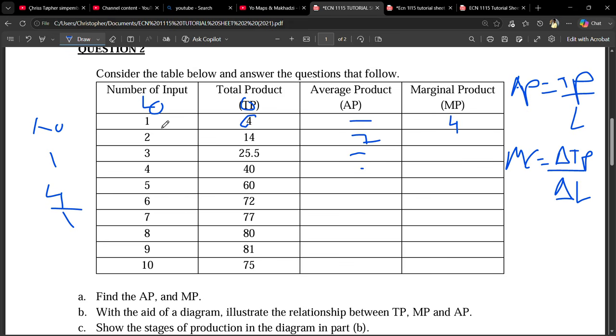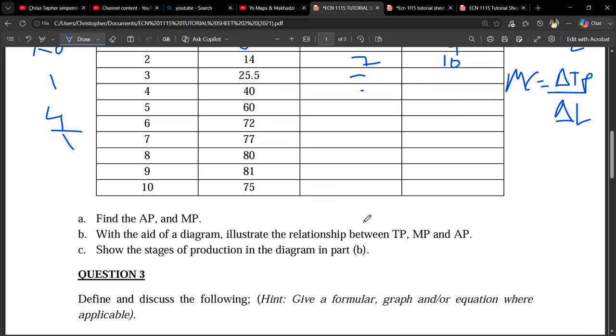As you can see, it's not all the time that the change in labor will be 1, 1, 1, like I always mention. But here, the pattern is 1, 1, 1 as the change in labor. So we can just find the change in total product and divide by 1. If we subtract 14 minus 4, it gives us 10, so 10 is our next number. And 25.5 minus 14 gives us the next answer, and so on until we end at the last part. Those are the answers we put in that table. That's how we fill it.